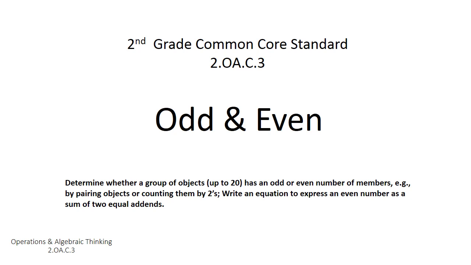2.OA.C.3. Determine whether a group of objects up to 20 has an odd or even number of members, e.g. by pairing or counting them by twos. Write an equation to express an even number as a sum of two equal addends.